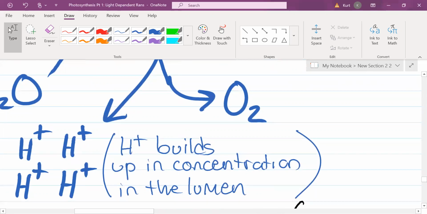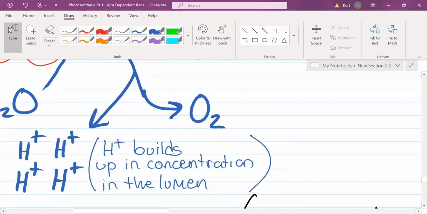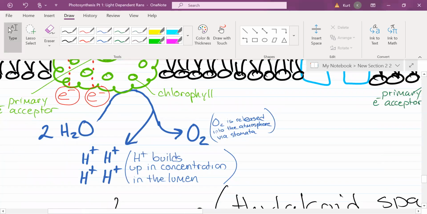What do plants tend to do with O2? It's a waste product. What do they do with it? They release it. Okay, good. By what are those little structures on the bottom of a leaf that allow CO2 in and O2 out? Stoma or stomata. Don't get it confused with stroma. The stroma is the stuff inside of a chloroplast. So O2 is released into the atmosphere via stomata. So you have plants to really thank for giving us breathable air.